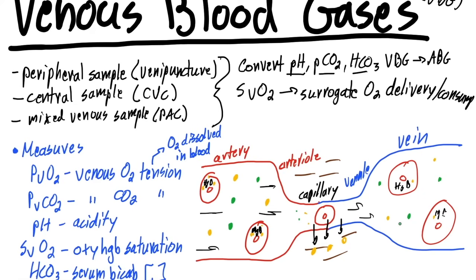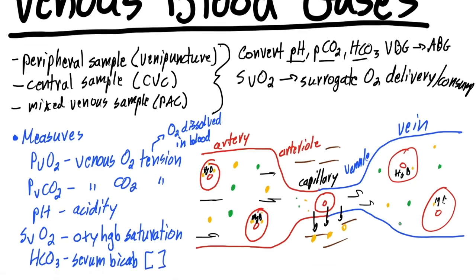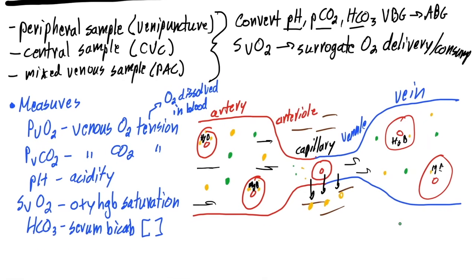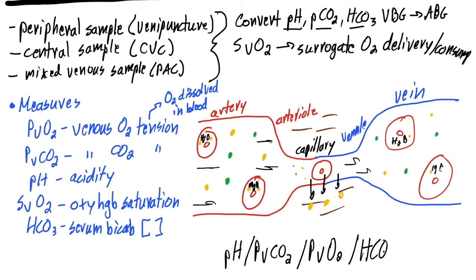So when talking about a VBG or an ABG, you actually structure it in a certain way. You can write it like this on your paper: write the pH, then the PVCO2, then the PVO2, then the bicarb, then the SVO2. And that's how you can write it.